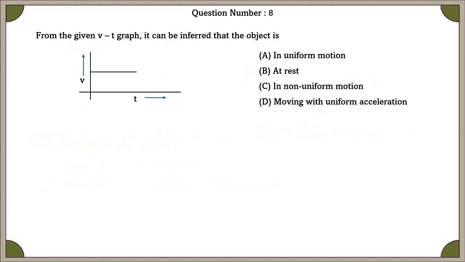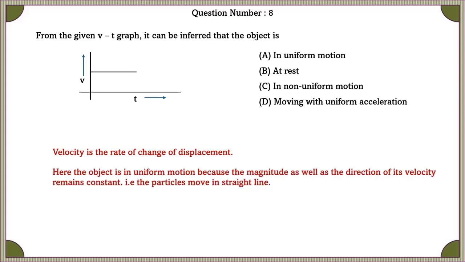Question number 8. From the given v-t graph, it can be inferred that the object is... Velocity is the rate of change of displacement. Here the object is in uniform motion because the magnitude as well as the direction of its velocity remains constant. That is, the particle moves in a straight line.